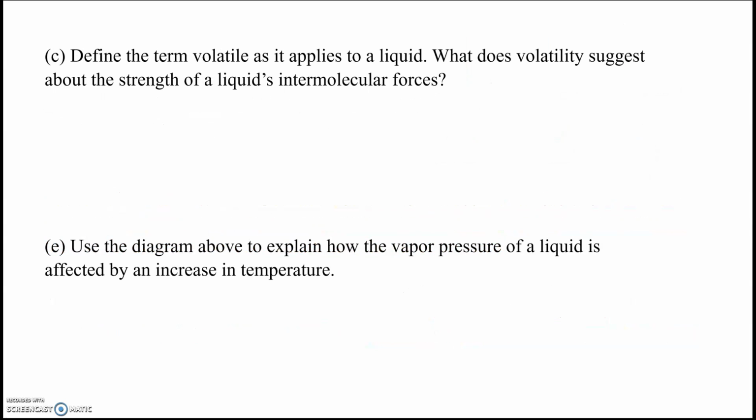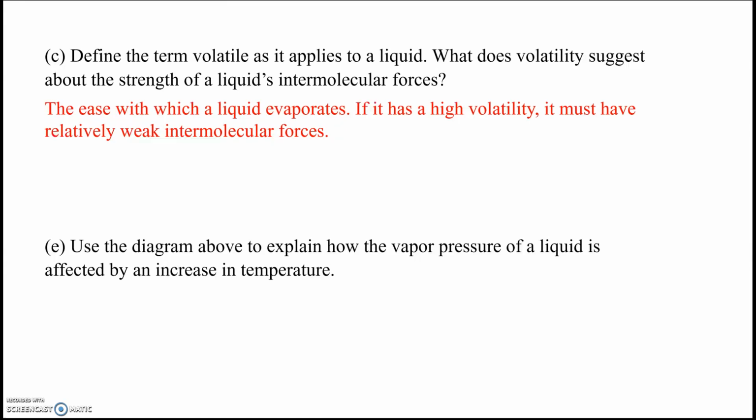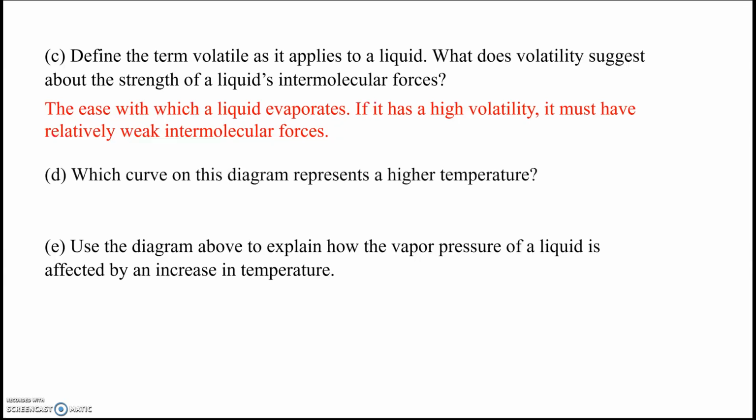Question C asks us to define the term volatile, and what does it suggest about intermolecular forces. Volatility is the ease with which a liquid evaporates. If it has a high volatility, then it must have relatively weak IMFs. And then question E says, use the diagram above to explain how the vapor pressure of a liquid is affected by an increase in temperature.